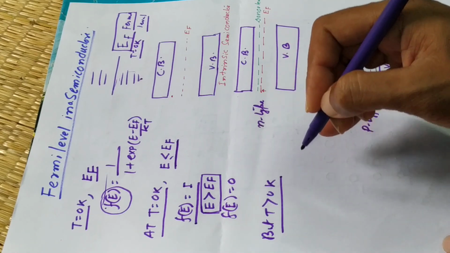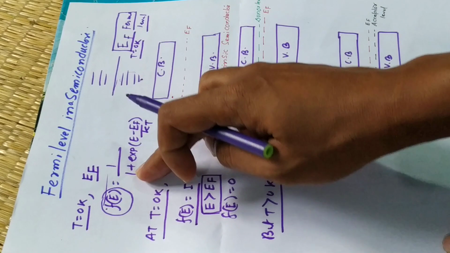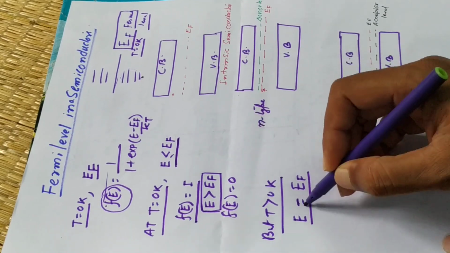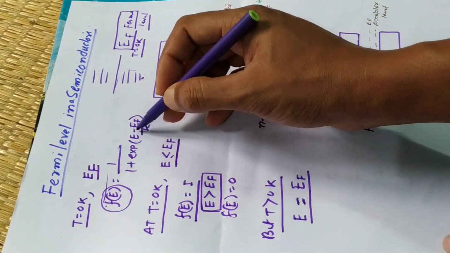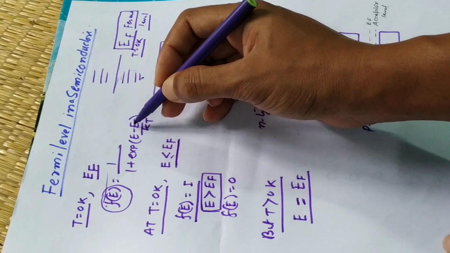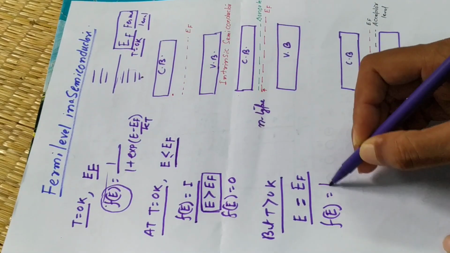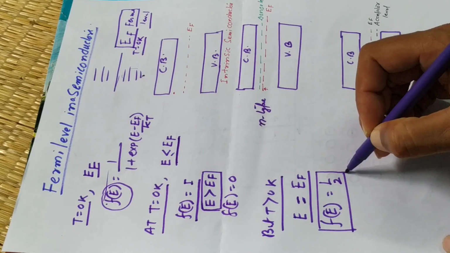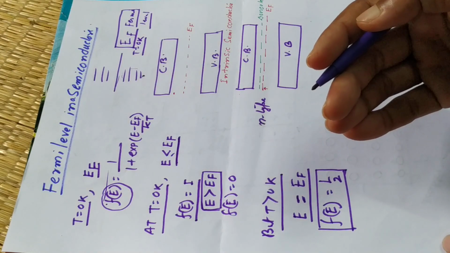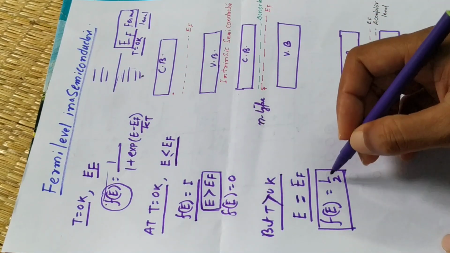But we can say from this expression, at T greater than 0 Kelvin, when E is equal to EF, the Fermi energy, this term will be 0, and exponential of 0 means 1. So 1 by 1 plus 1 means the probability of occupation becomes half. Thus, we can define the Fermi level as the energy level at T greater than 0 where the probability of occupation is half.